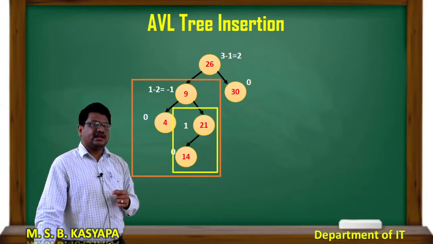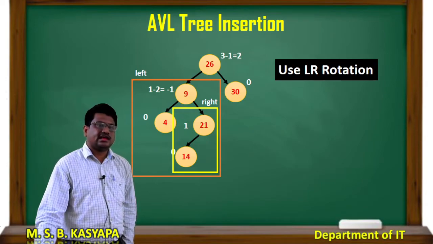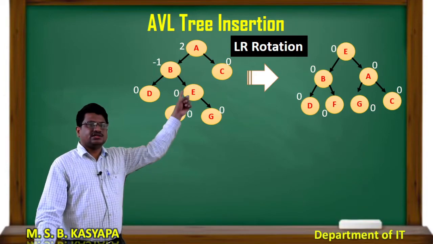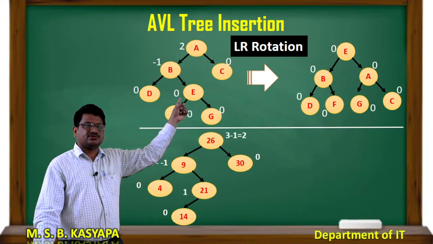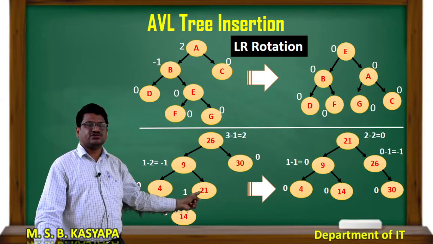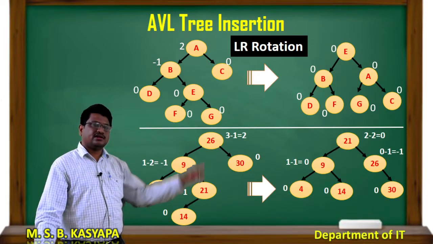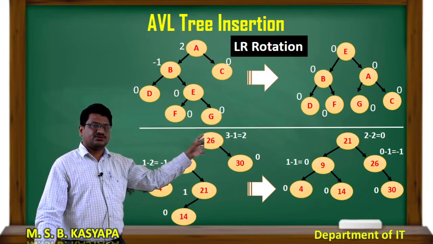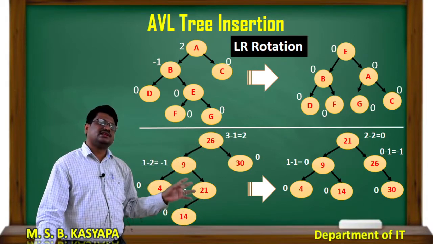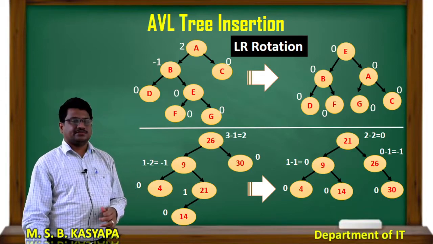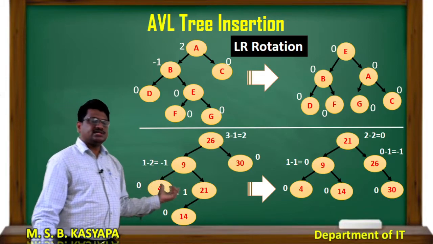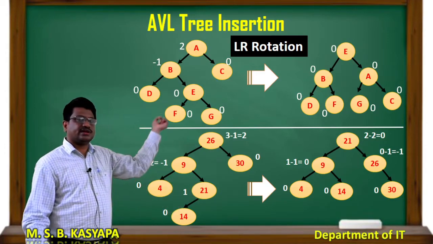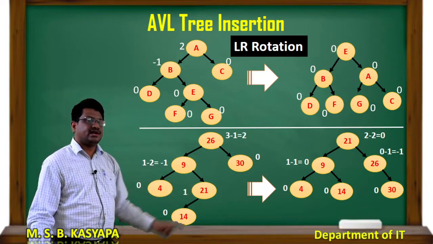So that means a left-right, LR rotation. According to LR rotation, the first left's right child will become the root node. That means 21 will become the root node. The remaining left subchildren will become the left subchild, and 26, the old root node, will become the right child. If it has any right children, they stay as right children. Now this diagram will convert into this by using LR rotation. We can compare these trees.